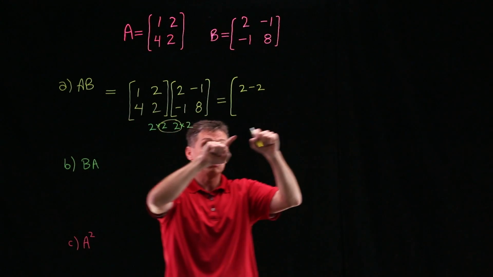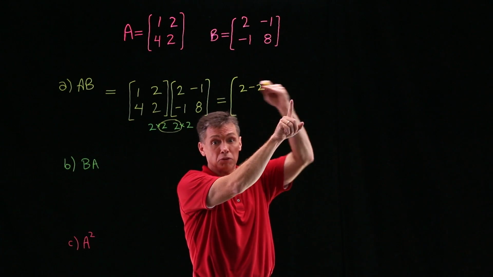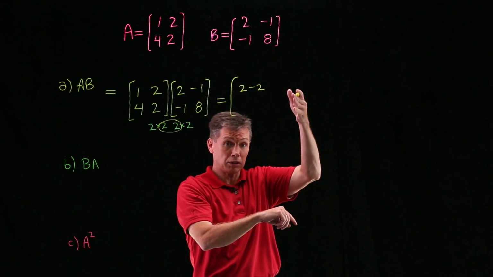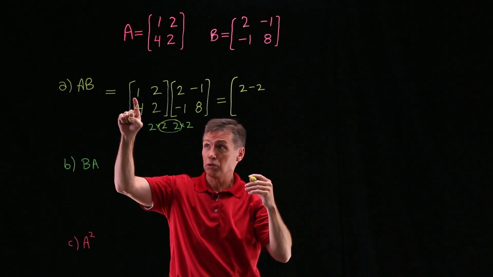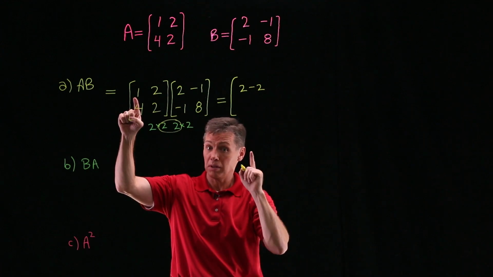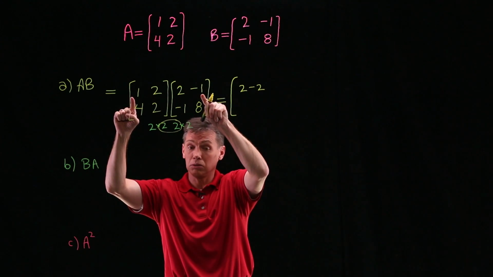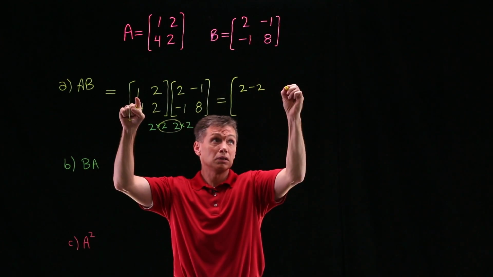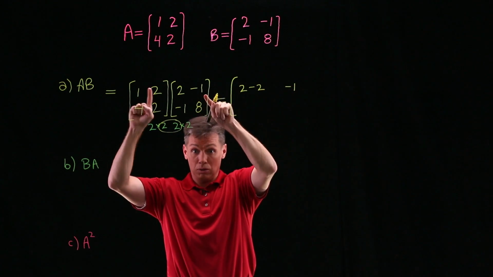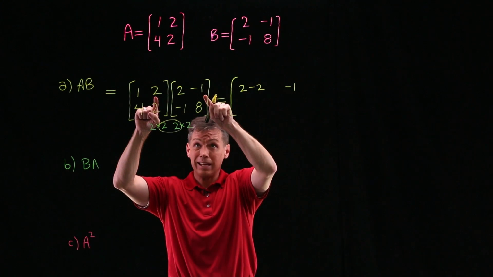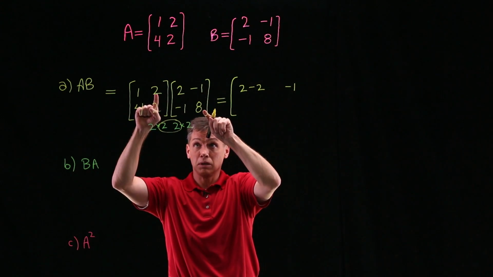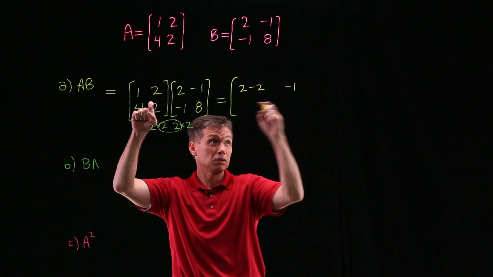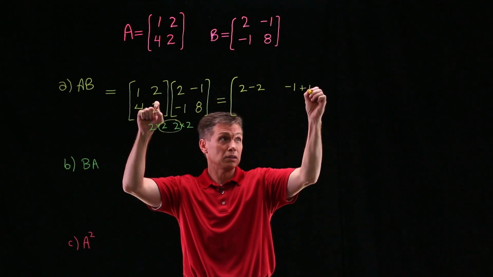Okay. Now I'm going to move over to my next entry. I'm still in that first row, second column. So I grab the first row here, but the second column here, and do your over and down pattern. 1 times negative 1 is negative 1. Over with this finger, down with this finger, and 2 times 8 is 16, so I add 16.